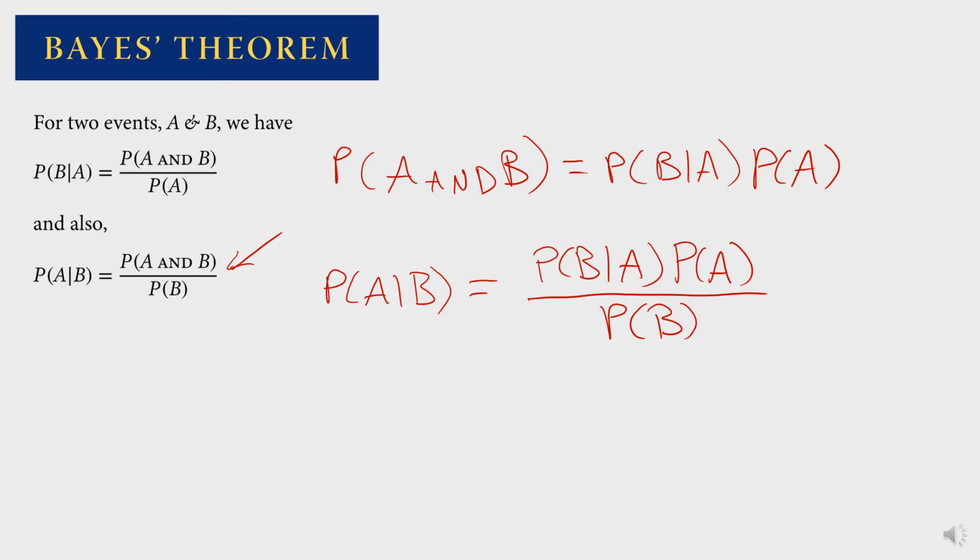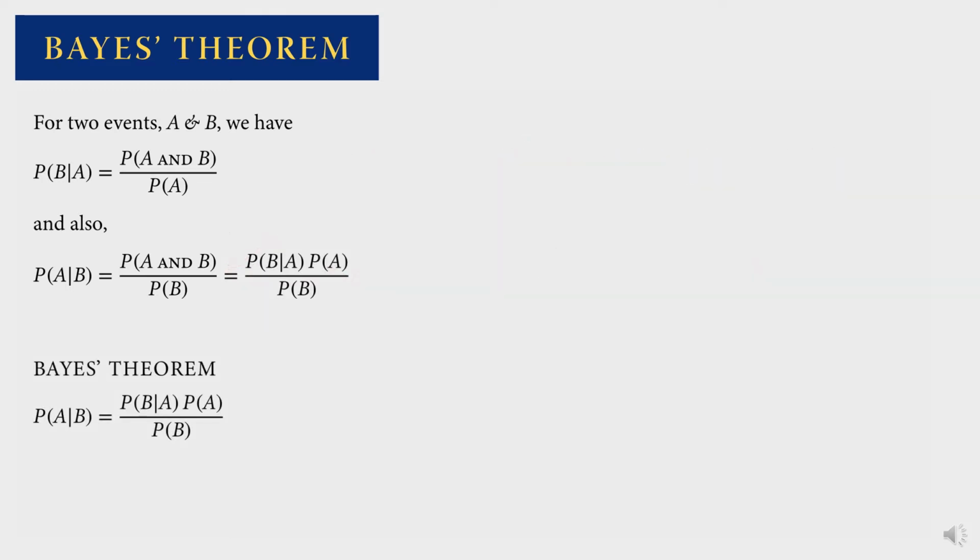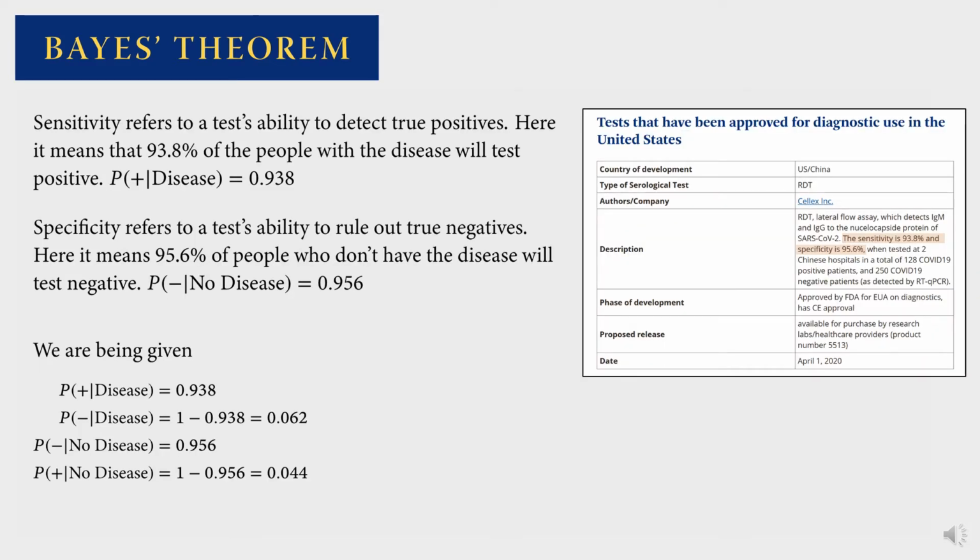And this result is known as Bayes' theorem. Bayes' theorem allows us to invert conditional probabilities. This is an example I wrote last spring, so the information is a little bit dated, but I think it's still useful. I found this information about a COVID test, and I think we can use it to examine how Bayes' theorem works. A test for a disease has these measures called sensitivity and specificity.